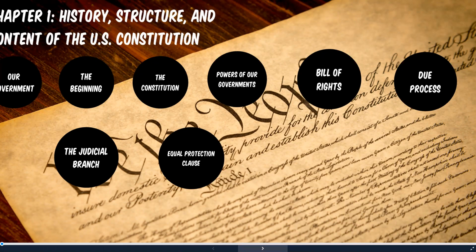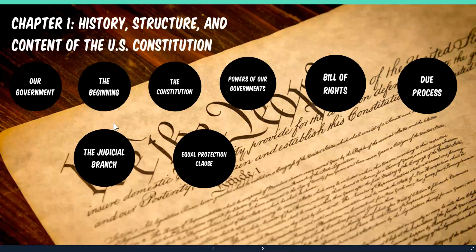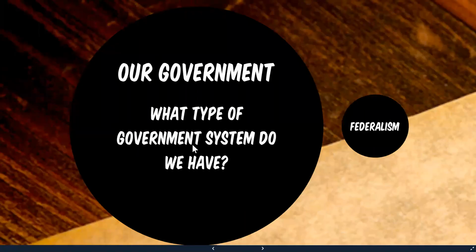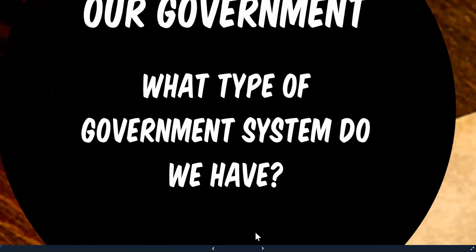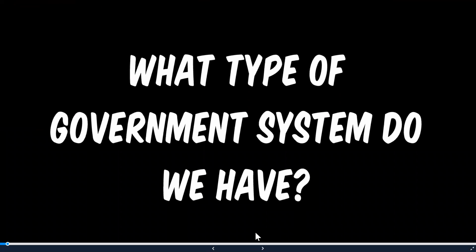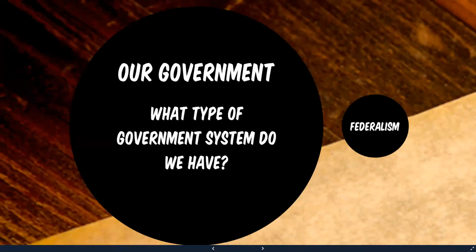And the first thing I want to do is just quiz you a little bit and ask you, what type of government system do we have in our country? Now, most people are tempted to say that we live in a democracy, and that is true. We do live in a democracy. However, that is not the government system that we have. The government system that we have is called federalism.